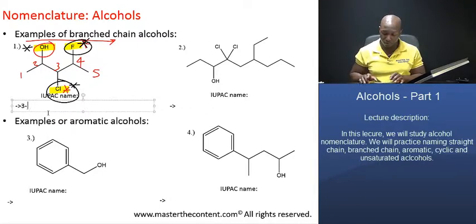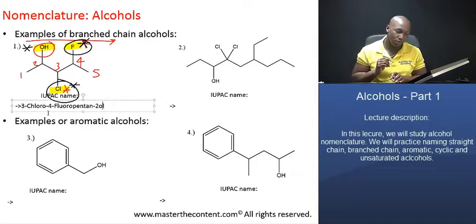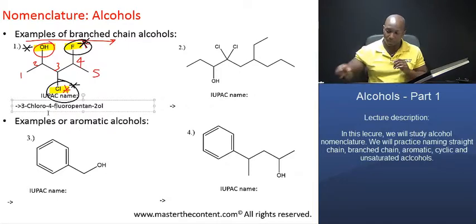3-chloro-4-fluoropentan-2-ol. Okay, I'm just going to write that out for you. Becomes 3-chloro-4-fluoropentan-2-ol. So that's very simply the name of that compound right there.